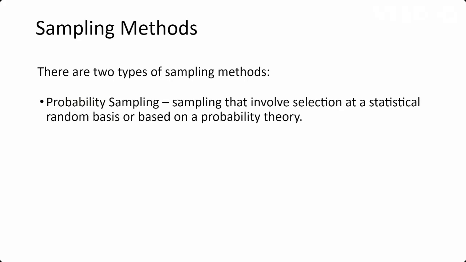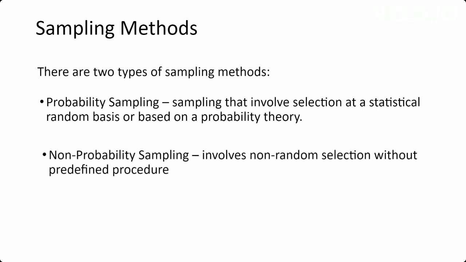So there are two types of sampling methods. There is probability sampling, sampling that involves selection on a statistical random basis or based on a probability theory. In this case, we are looking at maybe having a statistical formula, something to help you pick your sample, or a guidance. And then we also have non-probability sampling, which involves non-random selection without any predefined procedure, maybe or even a formula.